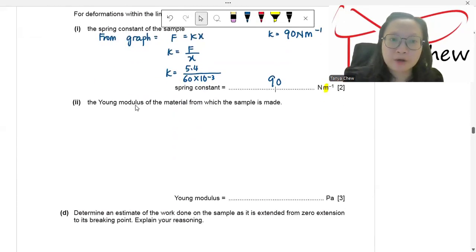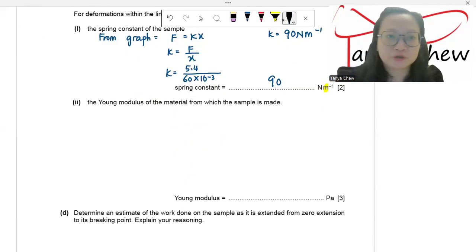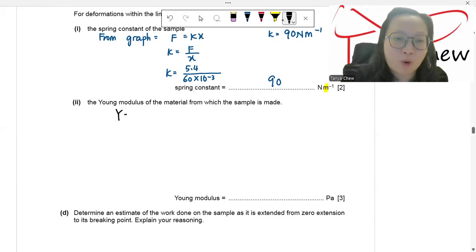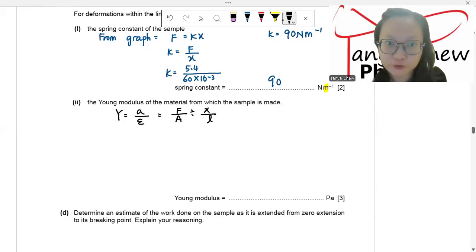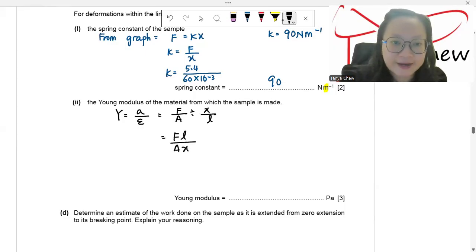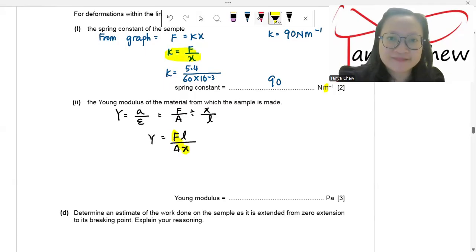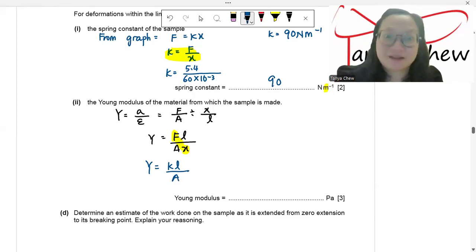And the second part, the Young modulus of the material from which the sample is made. Since Young modulus is asked to determine, I'm going to use the equation of Young modulus. Y is equal to stress over strain. Now, stress is force over area, divided by strain, which is extension over original length. So you simplify this, becomes FL over Ax. That is your Young modulus. I want you to see this: F over x. Don't you think this is the value of the spring constant? I am going to modify that. Young modulus is equal to spring constant times length over area. Make my life easier.